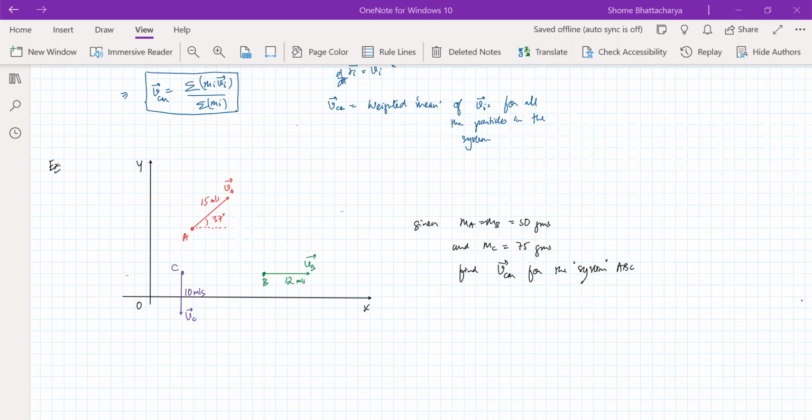So you want the mod of the velocity of center of mass, or the vector formula? You have to express it as a vector, both the magnitude and direction. You can express it in component form if you like, or you can express it with mod and angle. Yes, I will express it in vector form.